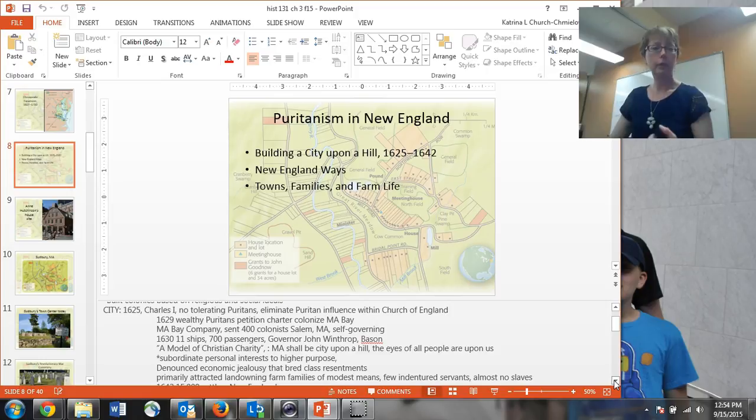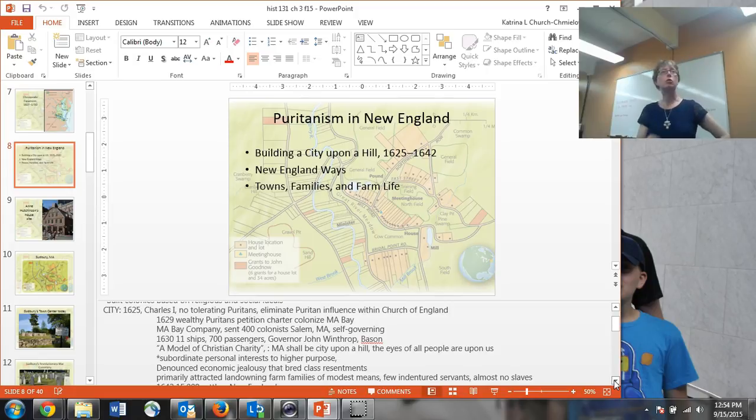All right. You had the Massachusetts Bay Company, which sent 400 colonists to Salem, Massachusetts. Okay? Self-governing colonists. You had 700 passengers in 1630 who came over into Boston with Governor George Winthrop, and he was the building a city upon a hill. All right? And it was a model of Christian charity. So Massachusetts and Boston would be the city upon the hill, and the eyes of all people are upon us.